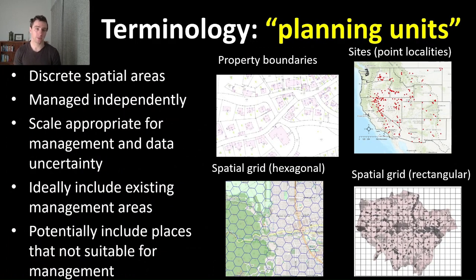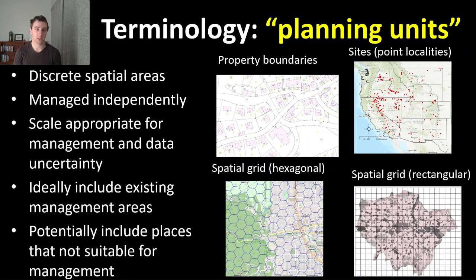Now let's start talking about the terminology that underpins the Where to Work tool. The first piece of terminology we're going to talk about is planning units. Planning units represent discrete spatial areas. These are places that may or may not be selected for prioritization. Critically, they are managed independently, meaning the selection or unselection of a particular planning unit does not necessarily depend on another planning unit.